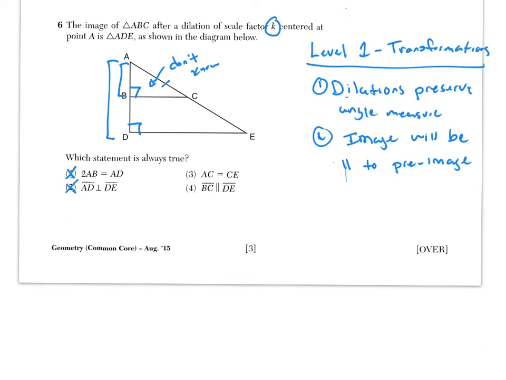The next one is AC is congruent to CE. That would be true once again if the scale factor was 2. And then finally, we have the correct one, which is BC is parallel to DE. And that's because our image, DE, will be parallel to the pre-image. That is our answer. All right, that's it for this video.